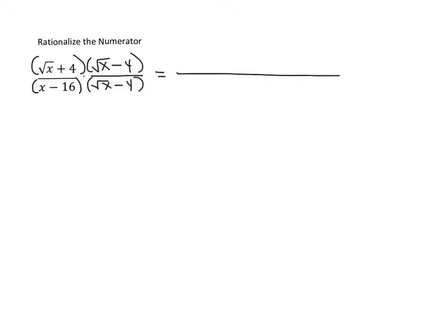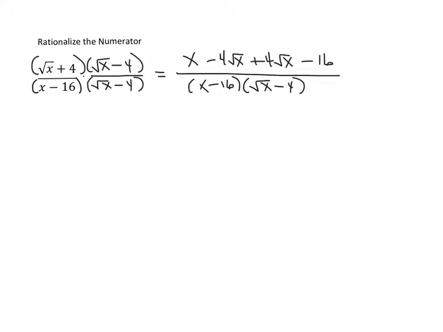Using the FOIL method, we have the square root of x times the square root of x, which gives you the square root of x squared, but those cancel out, so you just have x. The outer term is negative 4 times the square root of x. The inner term is plus 4 square root of x. And then the 2 last terms are 4 times negative 4, which is negative 16. Okay, so let's copy down the denominator. I'm not going to multiply that out.